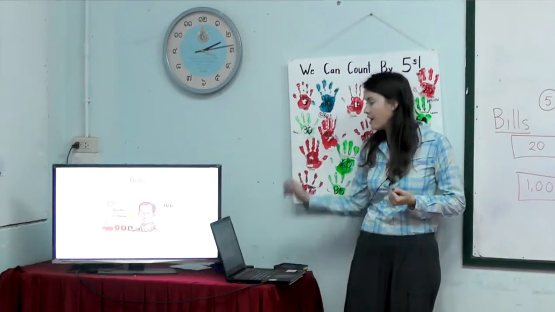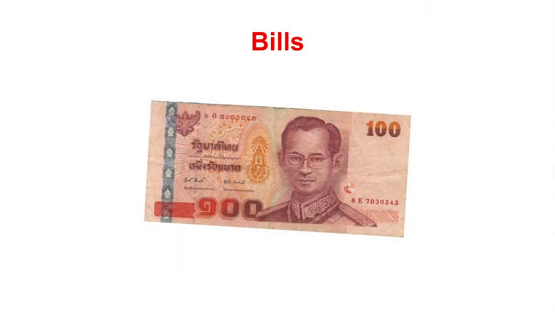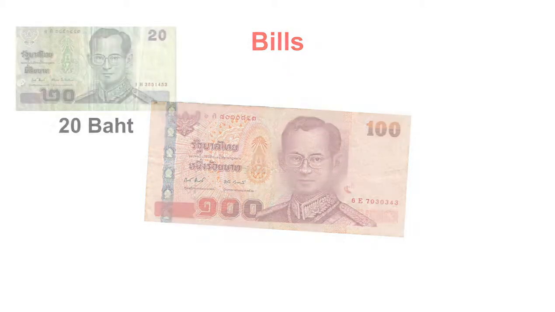So let's look at our bills. What's this? 100. Yeah, and it's from Thailand, like all the money we're talking about today. Bills are that paper money that's in a rectangle. That's right. We have 20 baht. What color is 20 baht? Green. Very nice.